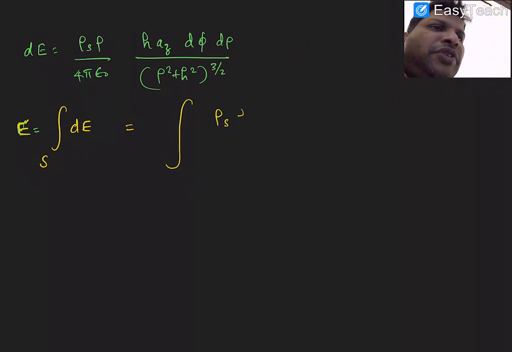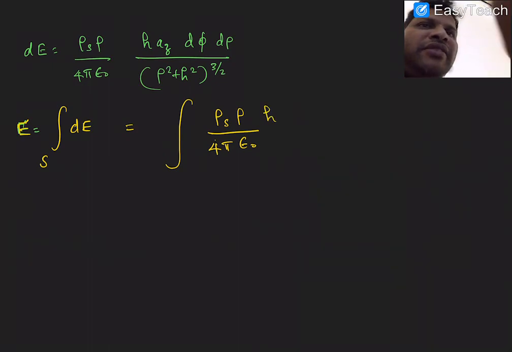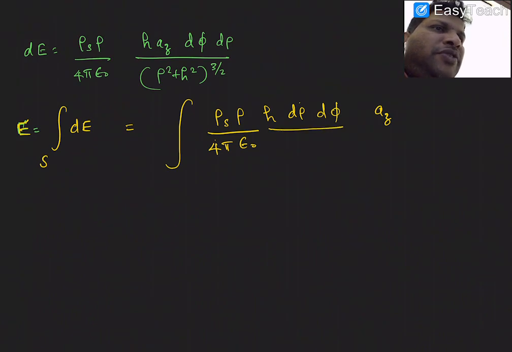So it is rho s into rho divided by 4 pi epsilon 0 into h into az. I will write it at the end. So this is my az. Then I have d phi and d rho. I will write d rho first, d rho and d phi, and this will be rho square plus h square whole power 3 by 2.